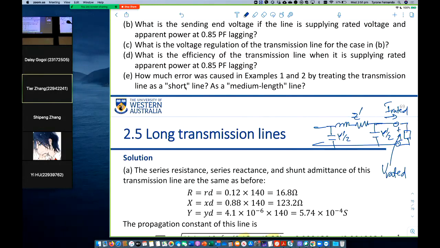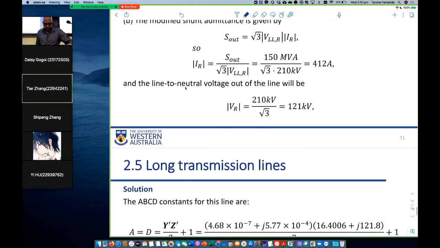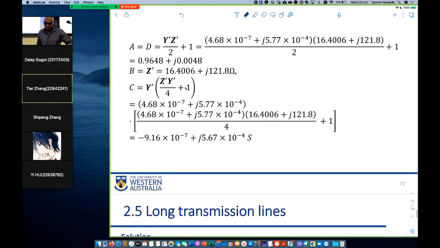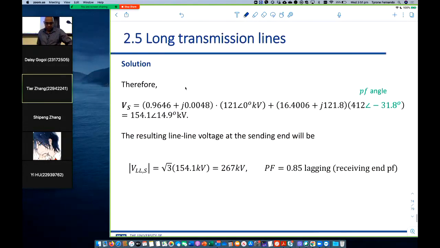So cos inverse 0.85 is 31.8, right? You can punch it in the calculator and you will find 31.8, but since it's a lagging power factor, we need to put a negative there for the current. Current must lag the voltage.